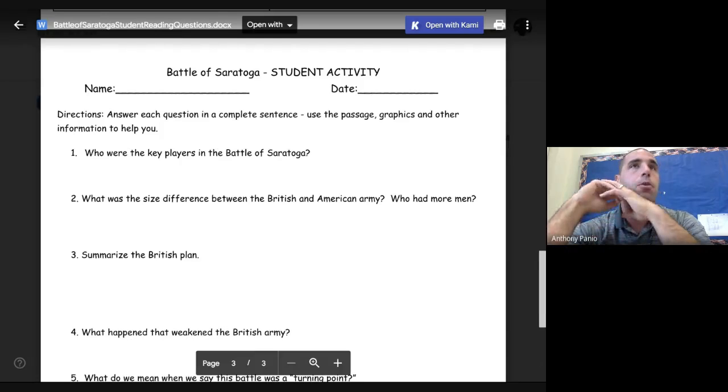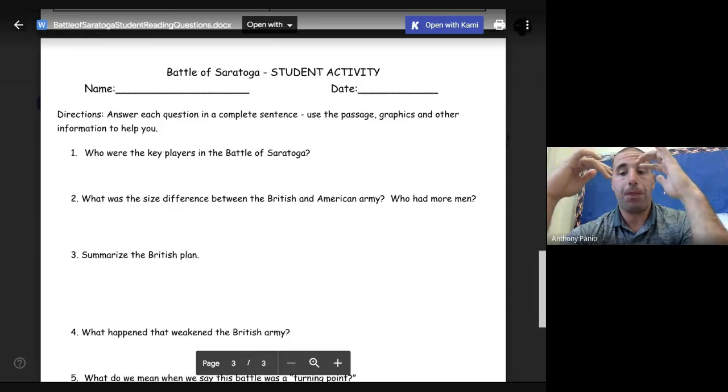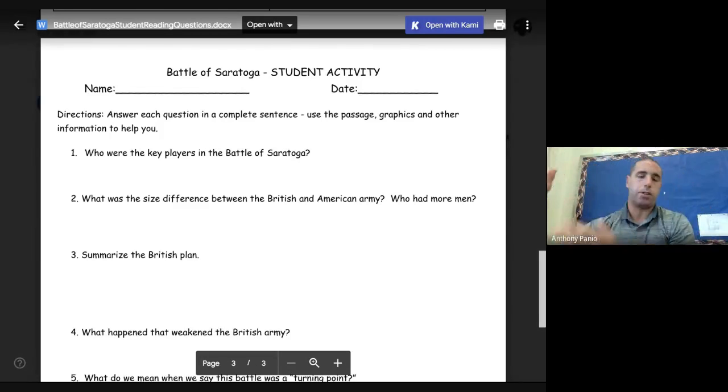Excellent. Americans had a lot more men. This was typical because they're fighting on their homeland. They have a lot more soldiers nearby. Britain has to bring their troops from Great Britain, which is a whole continent away. So Americans in these battles had a huge advantage.